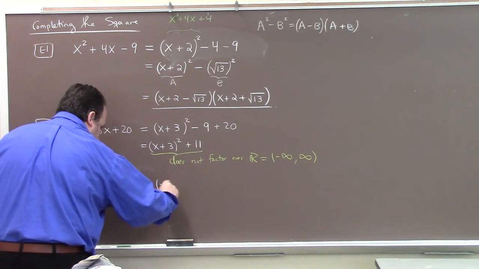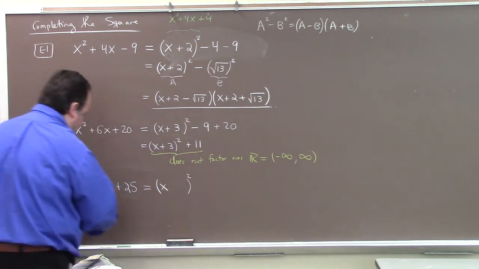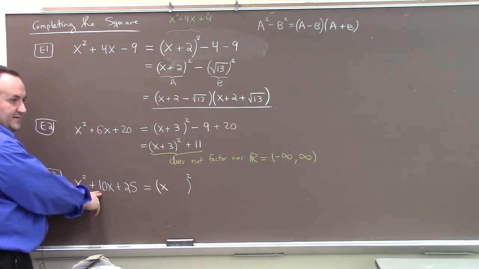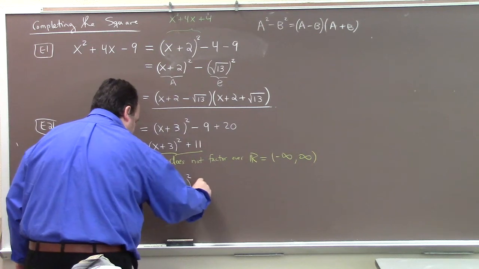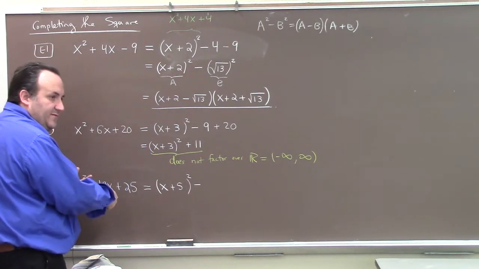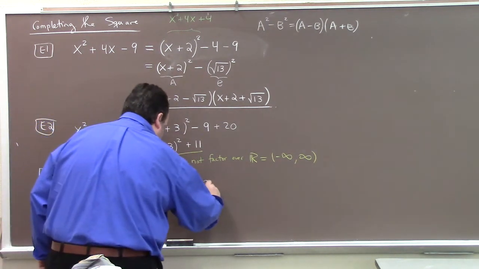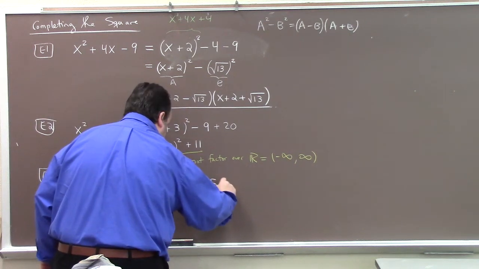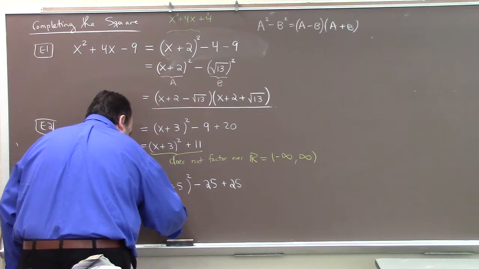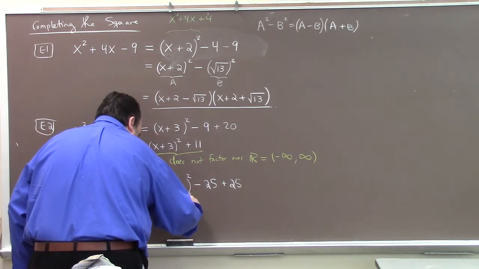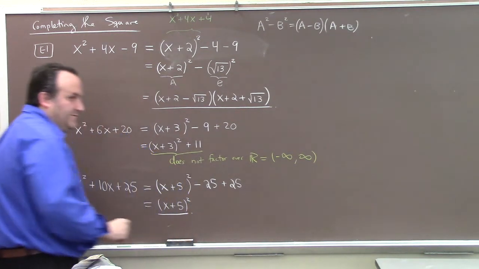So we do x plus what squared? Take half of 10. Half of 10 is 5, right? And then we have to subtract the square of the 5, which is 25. But we still got 25. Oh, look at this. X plus 5 squared. Factored.